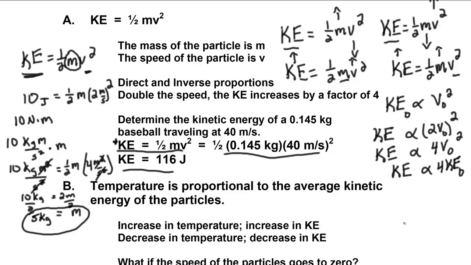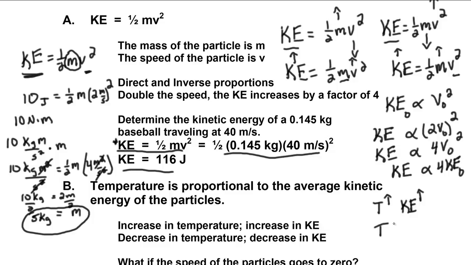Temperature is proportional to the average kinetic energy of the particles. That means if the temperature increases, the kinetic energy will do what? Increase. It's directly proportional to, that's what that means. So if the temperature goes down, the kinetic energy goes down.